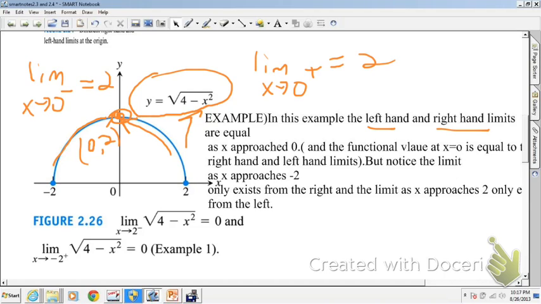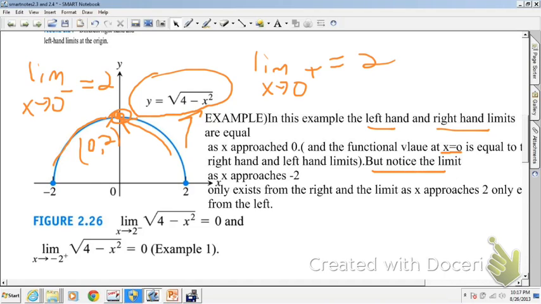Okay? So the left-hand and right-hand limits are equal as x approaches 0. And the functional value, I misspelled value there, but the functional value at x equals 0 is equal to the right-hand and left-hand limits. So that will have to do with our definition of continuity. So the function is basically continuous at the point x equals 0. We'll talk about continuity later.